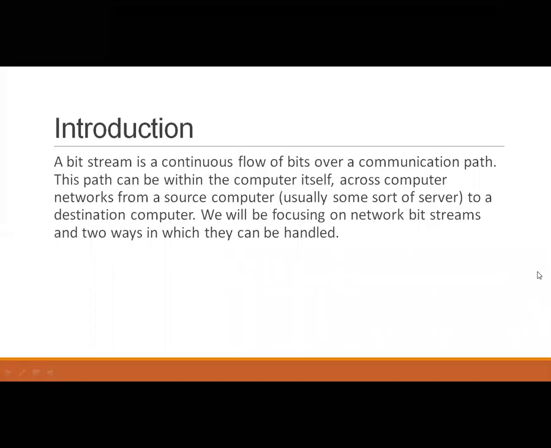A bit stream is actually a continuous flow of bits over a communication path. Whenever we want to play a video, that video might be stored in the form of bytes, but those bytes are actually transferred continuously to the client computer, which needs to play the video. That continuous transfer of bits from the media server to the client computer is called a bit stream.